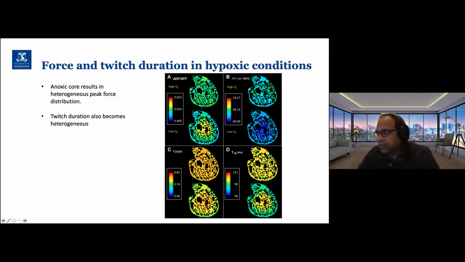And again, with this low oxygen supply, you see this anoxic core where there is a longer twitch duration in the cardiomyocyte. So you can start to see there are potential shear forces being developed, just minor amounts as predicted here, but nonetheless could be important for what the cell does next in the long term.